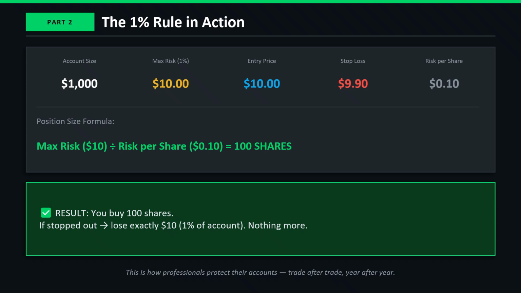If the trade hits your stop loss, you lose exactly $10 or 1% of your account. Nothing more. You're not guessing on position size. You're not letting your emotions decide how much to buy. It's a pre-calculated, professional decision that protects your account trade after trade, year after year.